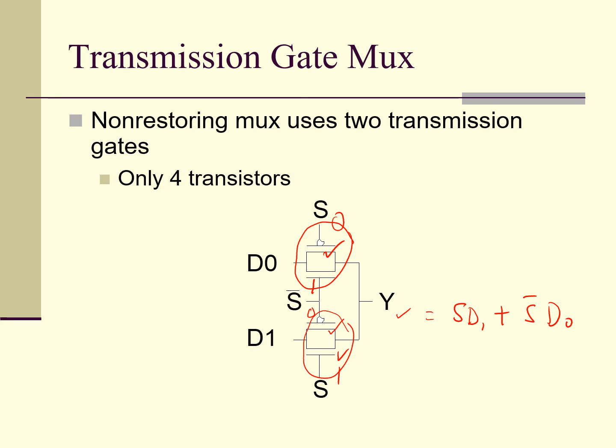So basically this is what you have for the equation Y equals S D1 plus S bar D0 with 4 transistors. That is, you use 2 transmission gates at once. So you reduce the number of transistors from 20 transistors to only 4. So you reduce the power consumption.